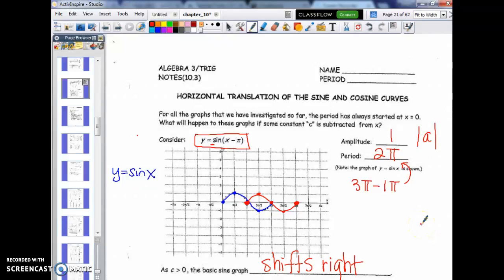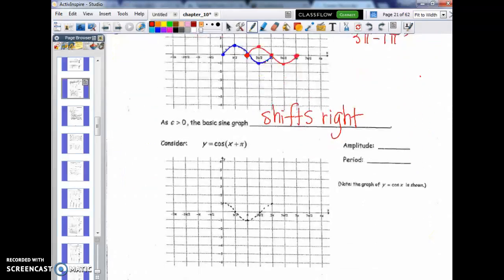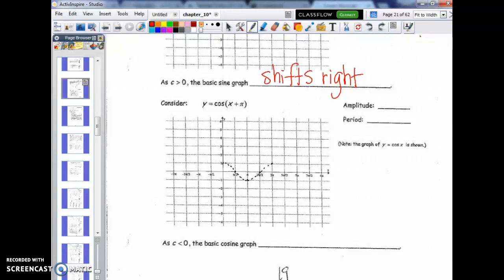Okay. So now if I look at the one below, I'm going to graph our basic cosine curve in blue. Okay, so in blue is our basic cosine curve. Now we're going to consider y equals the cosine of x plus pi.